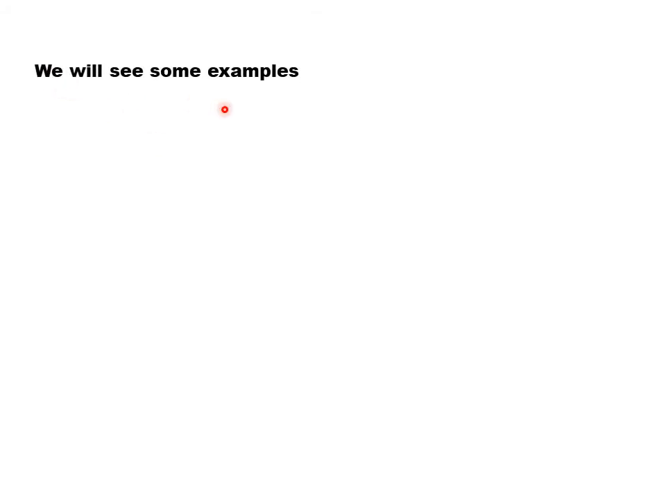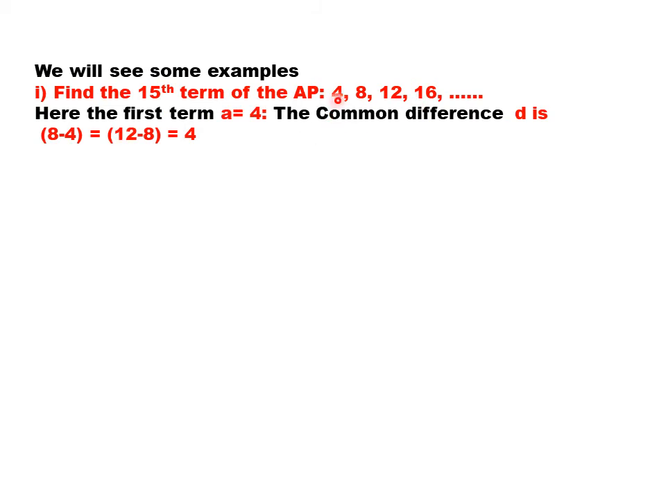So now we will see some examples in the arithmetic progression. Suppose this is a simple problem. Find the 15th term of the AP 4, 8, 12, 16. So we will examine this progression 4, 8, 12 and 16. Here the first term is 4. What is the common difference here?